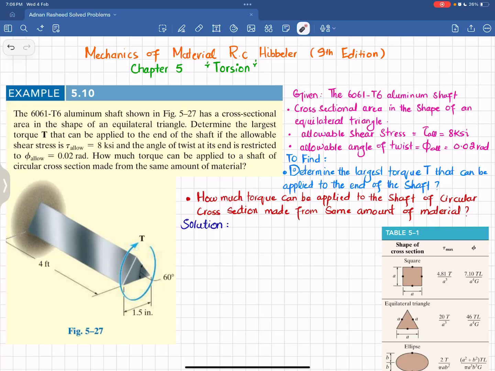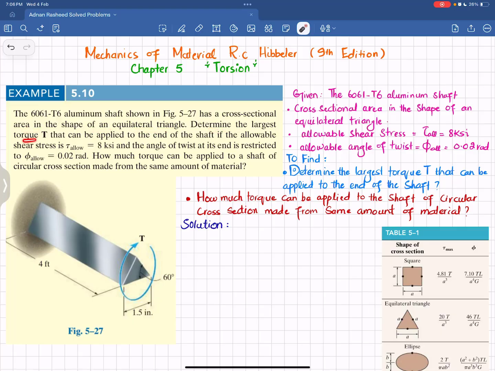Welcome back. In this video, we are going to solve example 5.10 that is taken from chapter number 5, Torsion, and the book name is Mechanics of Material by R.C. Hibbeler, 9th edition. So the statement is: the 6061 T6 aluminum shaft shown in figure 5.27 has a cross-sectional area in the shape of an equilateral triangle.